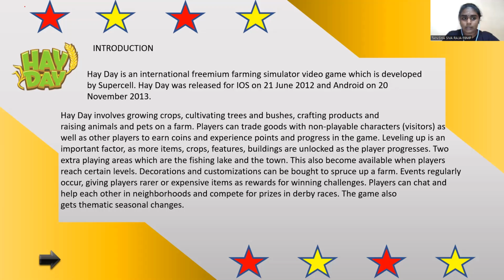In this game there are two areas, which are a fishing lake and a town. When the player reaches certain levels, they can unlock the fishing lake and the town. Decoration and customization are also included in the game. We can decorate the farm with a diamond or the points that we get. So this is the introduction to Hay Day.